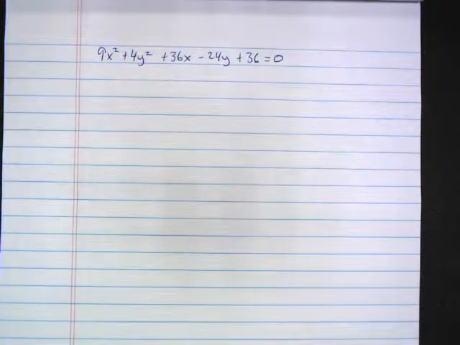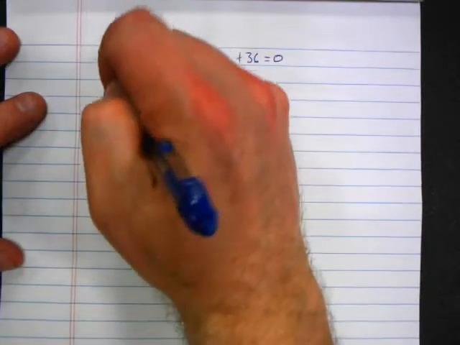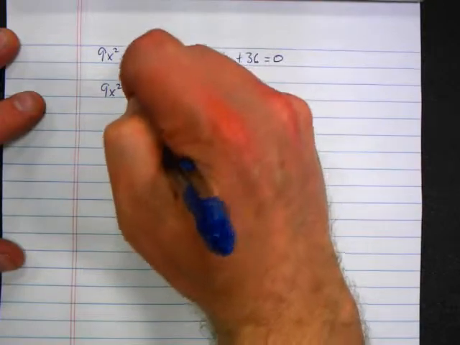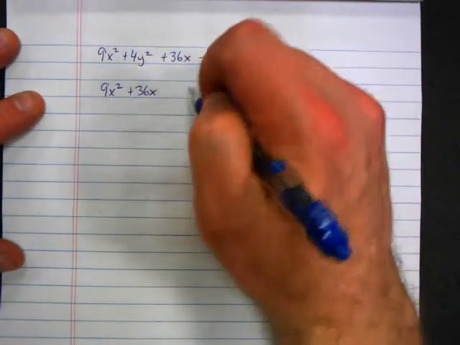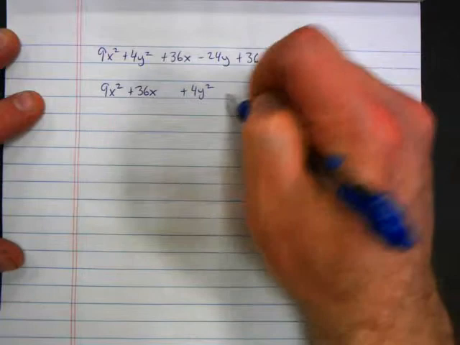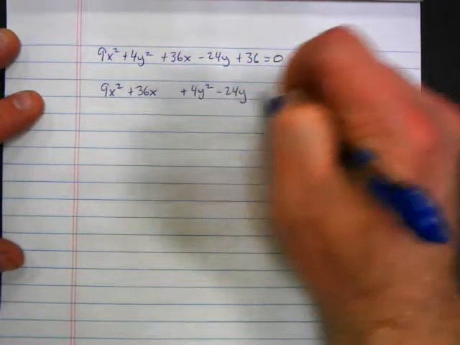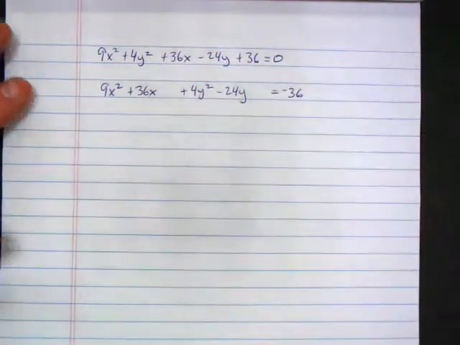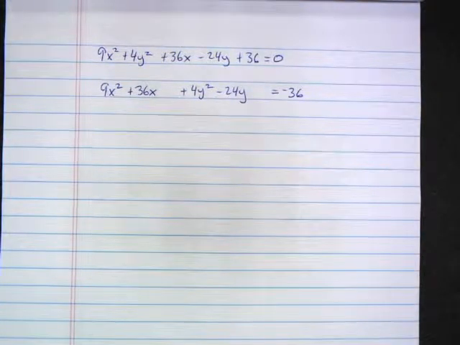What do you do? You're going to have to complete the squares for both the x and the y. That's exactly correct, because you need to write it in that form that has the parenthesis x minus h squared. Okay, so I'm going to rewrite this: 9x squared plus 36x plus 4y squared minus 24y equals negative 36. Group the x's together, group the y's together, and move that 36 over to the other side because I didn't need it for now.